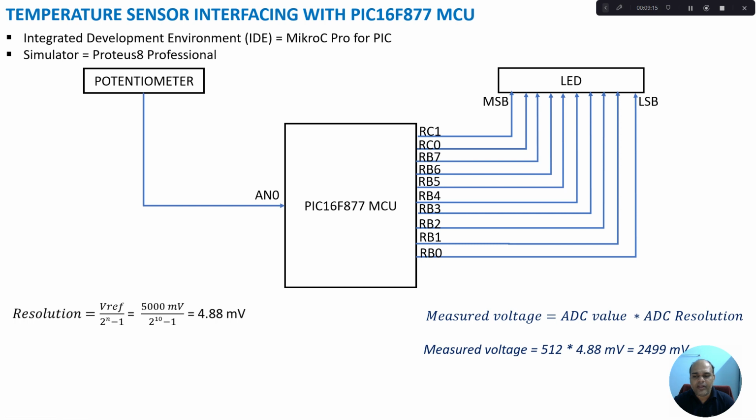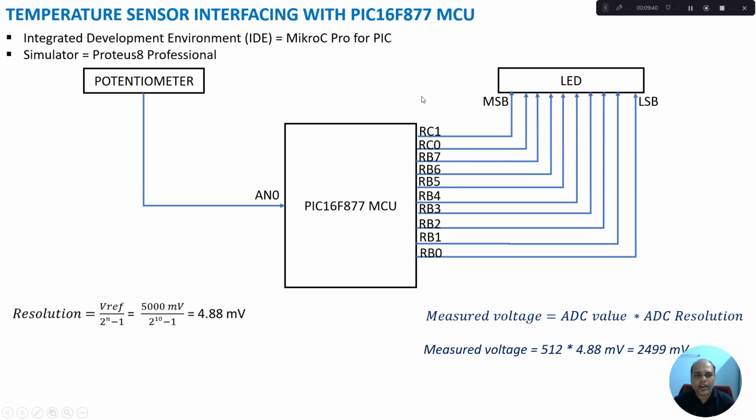The 10-bit result will be visualized through 2 ports, port B and port C. The LSB data will be available in RB0 and the MSB data will be available in RC1. So we can visualize a 10-bit result, and we are going to connect an array of LEDs to these 10 port pins. Thereby we visualize the 10-bit result on LEDs.